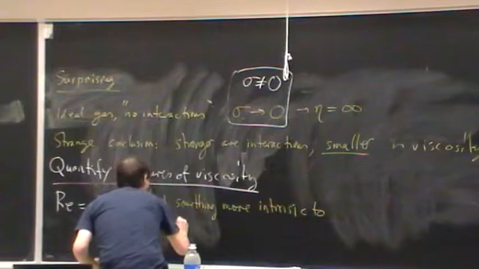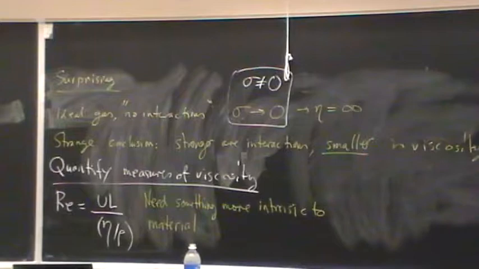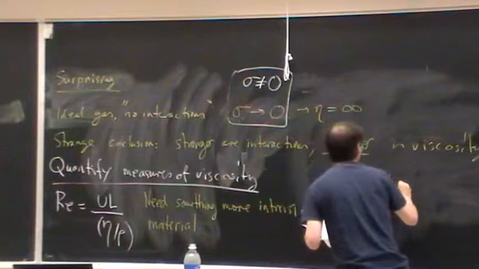So let's ask something that I don't usually ask, which is let's go down and look at the molecular origins of these phenomenological transport coefficients. So let's suppose we go and look at, for example, the behavior of a fluid. A molecular level description of a fluid.